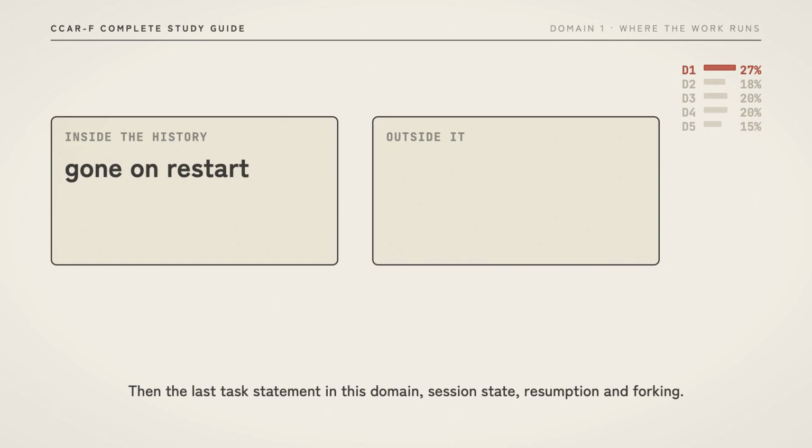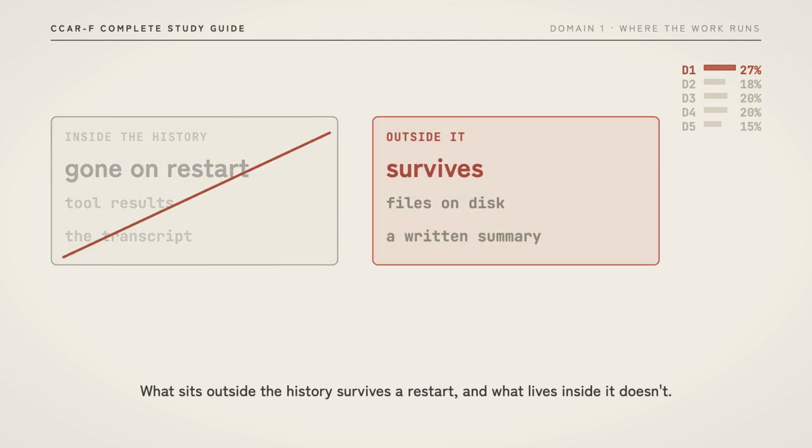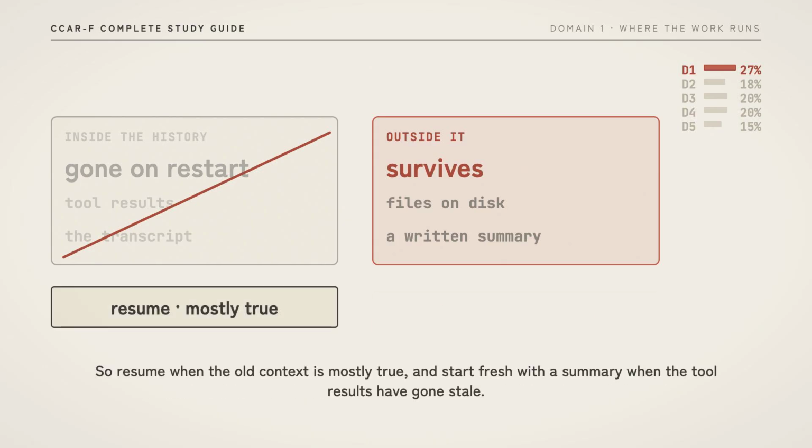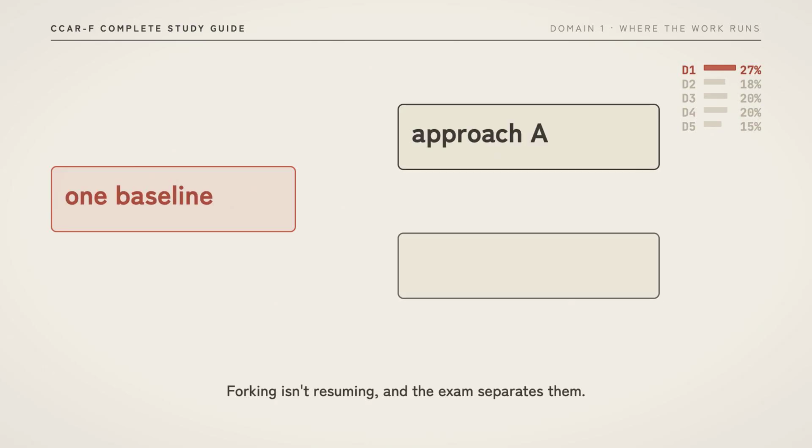Then the last task statement in this domain, session state, resumption and forking. What sits outside the history survives a restart and what lives inside it doesn't. So resume when the old context is mostly true, and start fresh with a summary when the tool results have gone stale. Forking isn't resuming and the exam separates them.